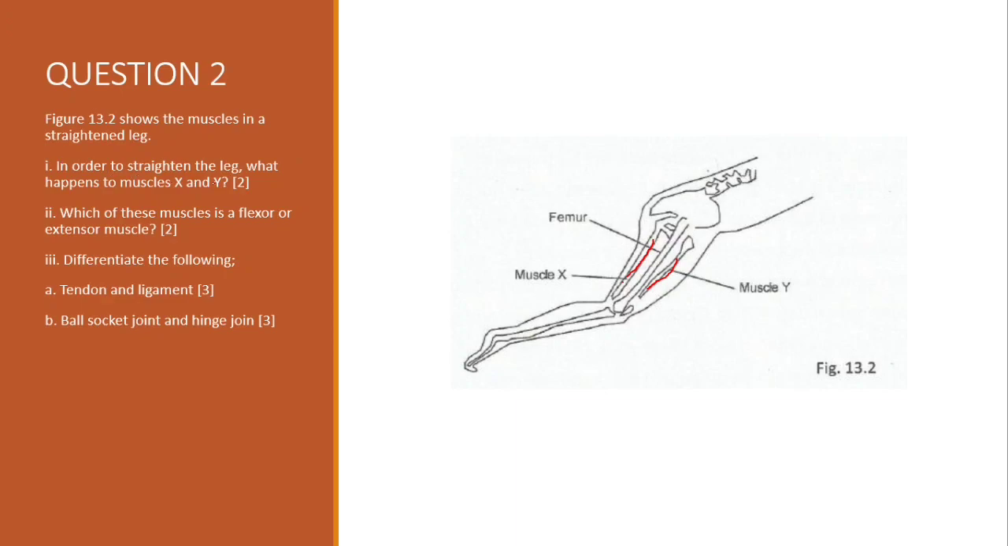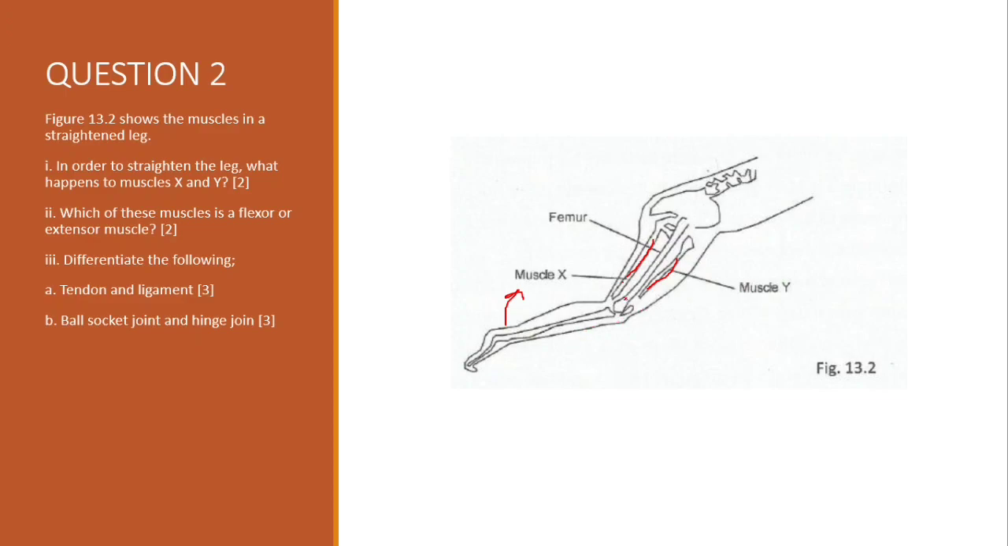In order to straighten the leg, what happens to muscles X and Y? So for this leg to be straight, what will happen to this muscle and what will happen to this muscle? Now I want you to pay attention here. Muscle X is the one which is going to cause this joint to bend going in this direction, to cause this lower part of the leg to go up, meaning that's bending of the joint. This muscle is the one which is going to cause this joint to bend. Then this muscle will cause this joint to extend.